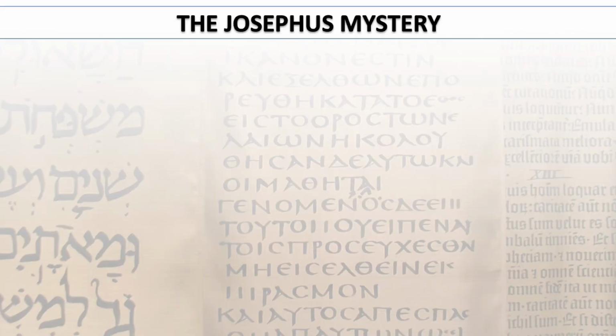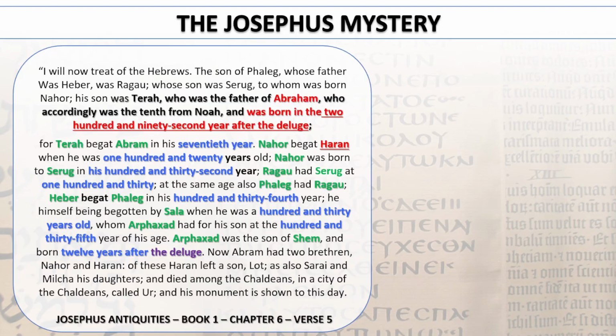All right? Now this is the Josephus mystery. If you want to pause it, see if you can catch the mystery. I noticed it when I was reading it. But what do you notice? Well, let me go through it. So Abraham, who accordingly was the 10th down from Noah, right? So if that Canaan was there, this would be wrong. Notice Canaan is not in this genealogy in Josephus.